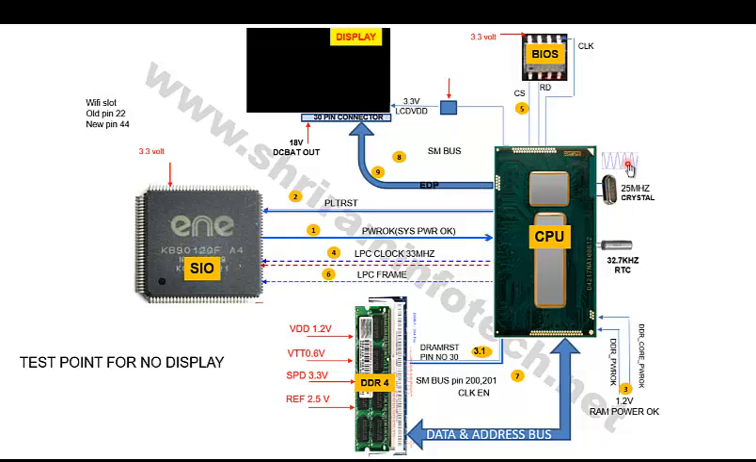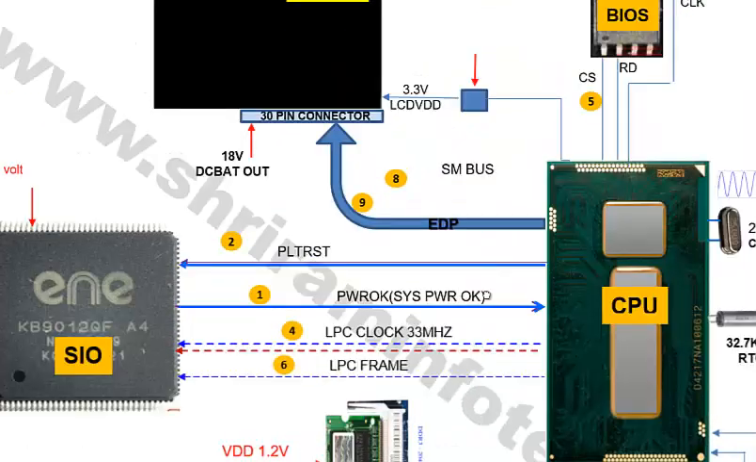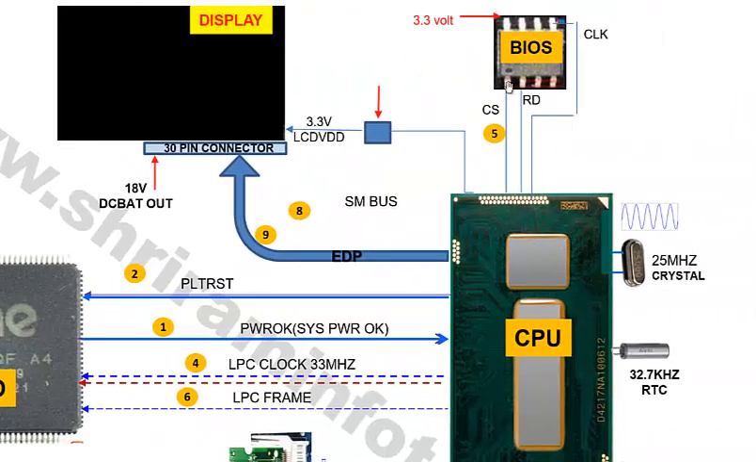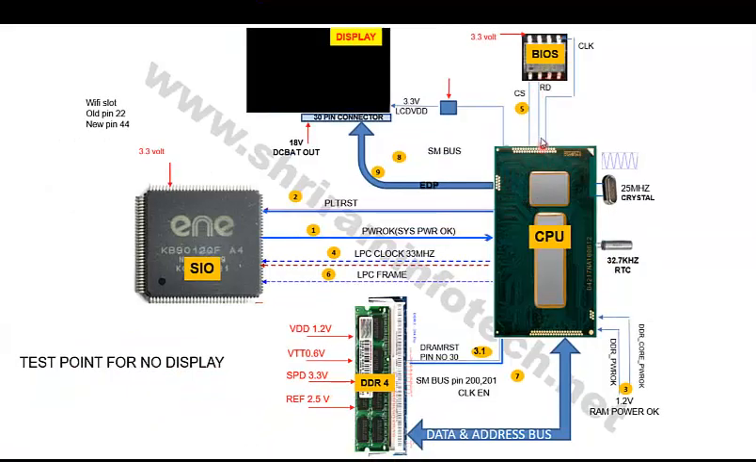After the clock, the CPU starts reading the BIOS. This BIOS is an 8-leg BIOS. Here pin number 1 is chip select, pin number 2 is read, pin number 5 is clock, pin number 6 is write, and pin number 8 is the supply pin. So here the CPU will generate the signal like this. It generates the clock at pin number 5, and pin number 1 is chip select, and reads the data from the BIOS.